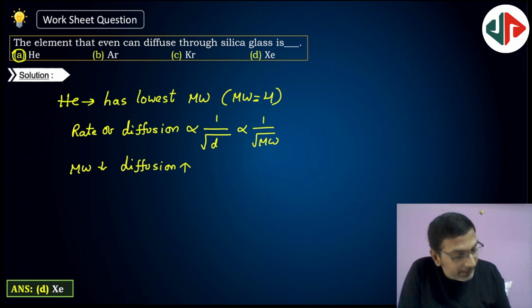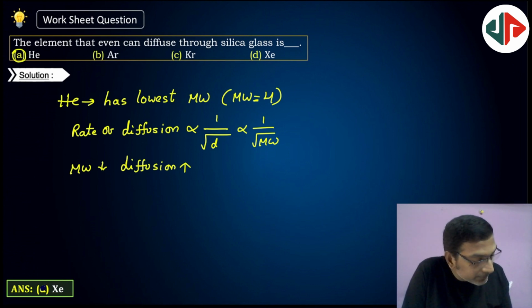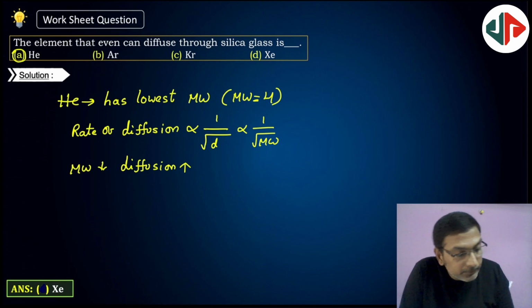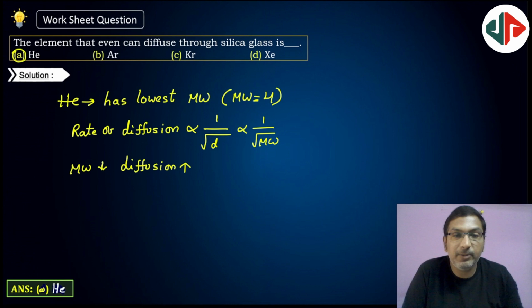So here option A, here it is given wrong. Which is helium. So due to lowest molecular weight, it can diffuse easily. Helium. That is based on rate of diffusion. As the molecular weight decreases, rate of diffusion increases, inversely proportional. Next.